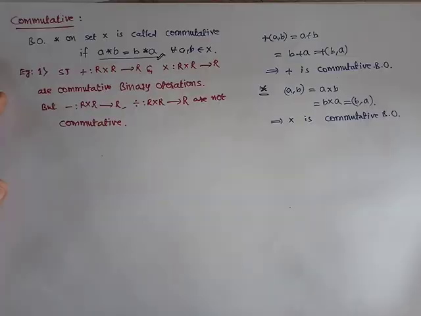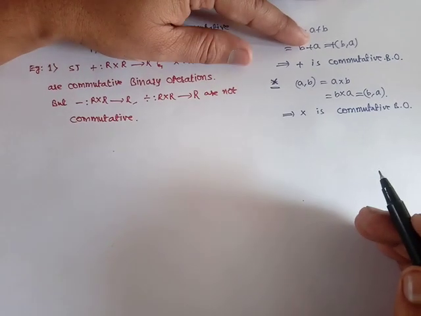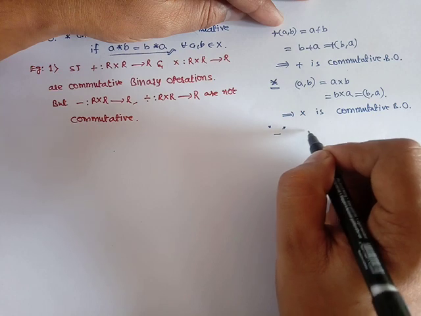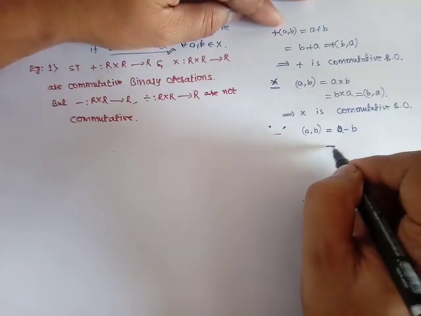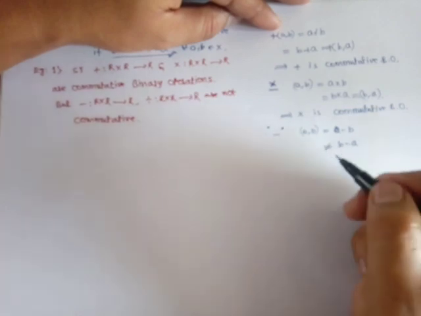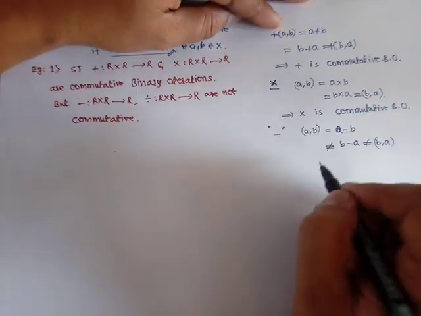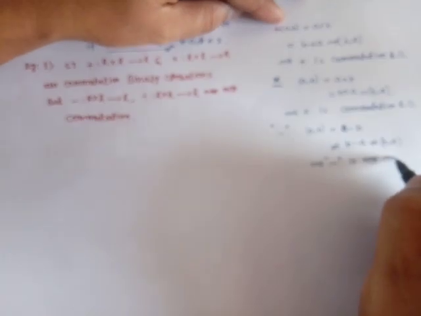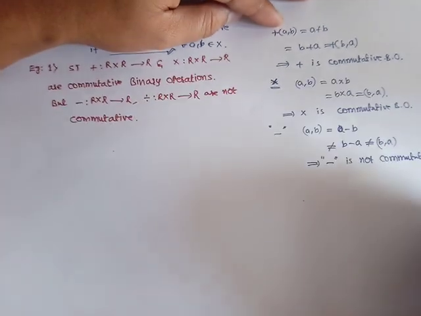Now coming to the next, minus. Addition and multiplication are completed. Now coming to subtraction. If you consider a comma b is equal to a minus b, a minus b cannot be written as b minus a, so both are not equal. Then a comma b is not equal to b comma a. This implies subtraction is not a commutative binary operation.